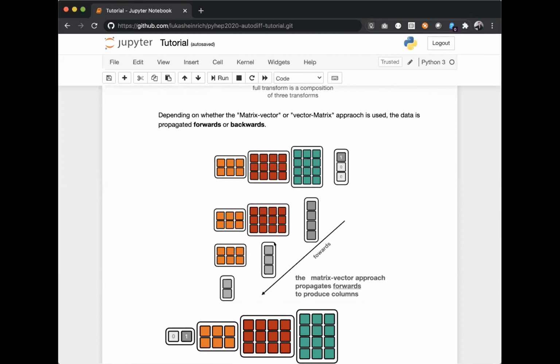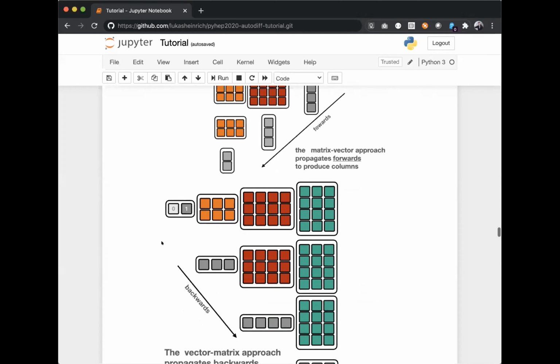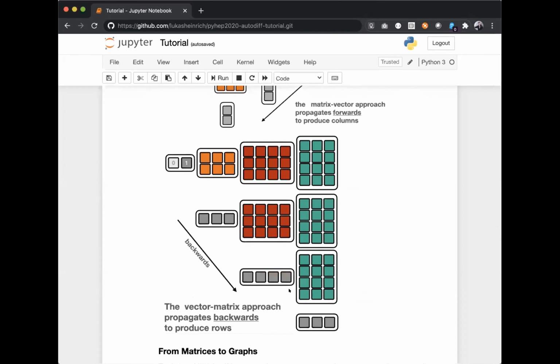And then this runs forward. And then in the end, you get your result. So this is a column in your linear transformation that you want to recover. Or you go the other way around, and then you eat away from the other side, so you feed in this row vector, and then you do these matrix multiplications. And then this is going backwards.